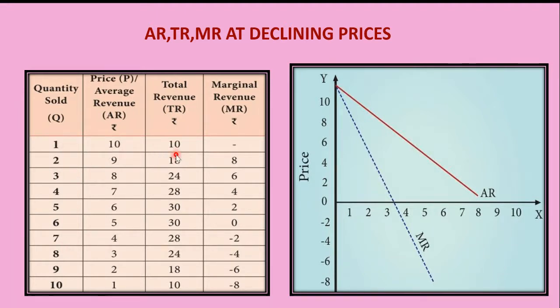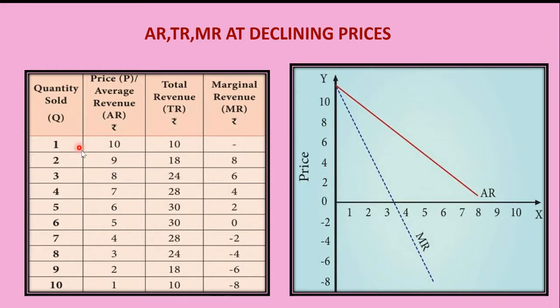So 1 tens are 10. This is the total revenue. 2 nines are 18. 3 eights are 24. 4 sevens are 28. How do you calculate the marginal revenue? You can put even 10, or if not, you can just put a blank dash also. 18 minus 10, 8. 24 minus 18, 6. 28 minus 24, 4. 30 minus 28, 2. 30 minus 30, 0. 28 minus 30, minus 2. 24 minus 28, minus 4. This is how you calculate the marginal revenue.